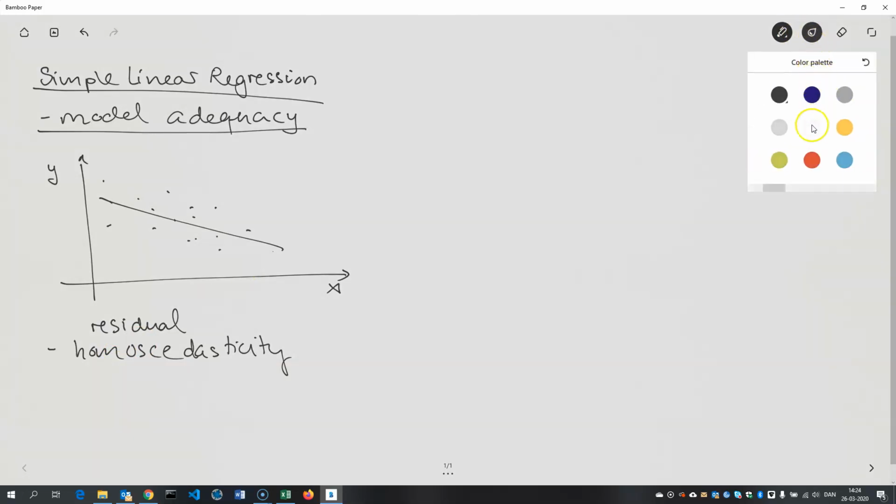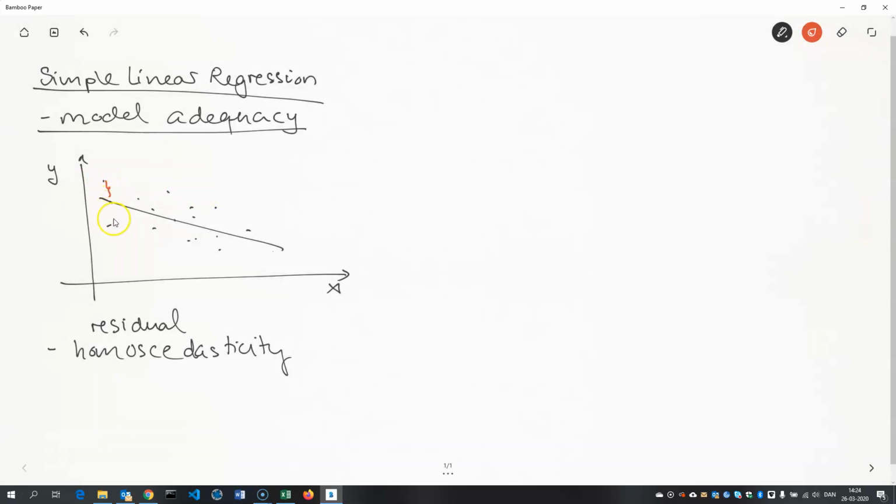Let's just recap that. The residual, you could call it the error, is the difference between what the model predicts and what we actually observed. So these vertical distances represent the residuals, and we have as many residuals as we have observations. And the variance in the residuals is our best measure of the variance in the y data.